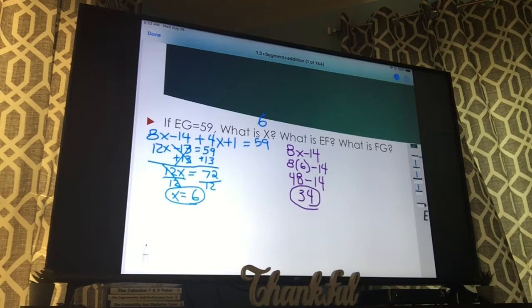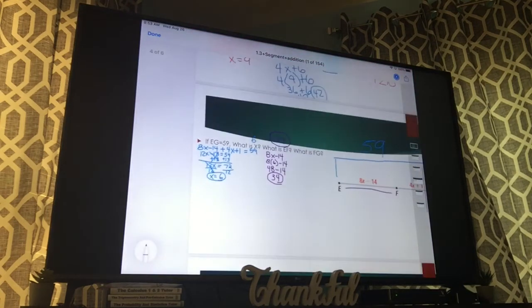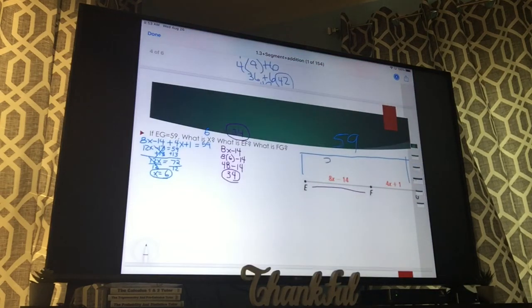Okay, now think, what were we doing? What's 34? Okay, 34 is how long the segment EF is. So 34 is our segment EF. Okay, and I'm going to label that here. So this one is 34.